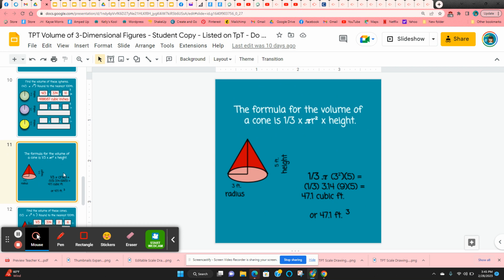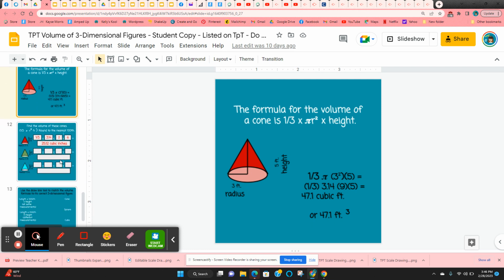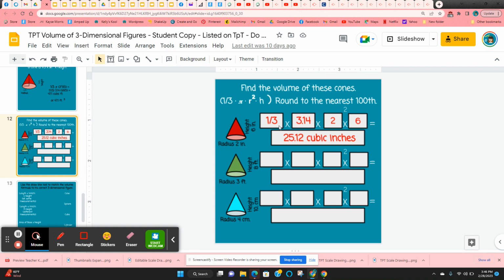And now we have a cone. So the formula for the volume of a cone is 1/3 times pi r squared times the height. So they have 1/3, pi again, 3.14, times 9 times 5. So they're going to use that formula on the next slide. And again, the first one's done for them. And then they have to finish the last 2.